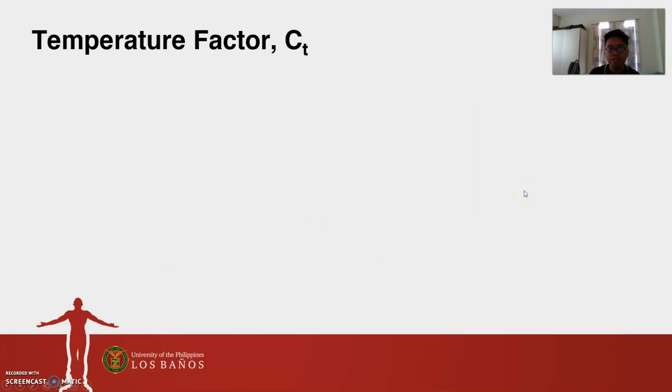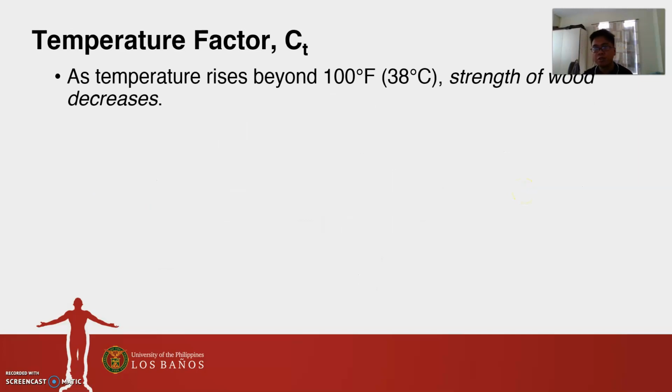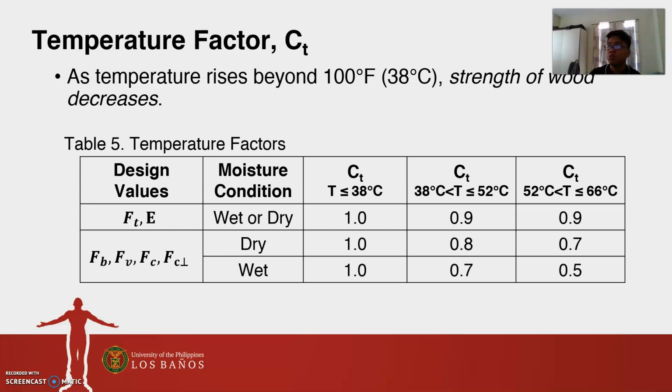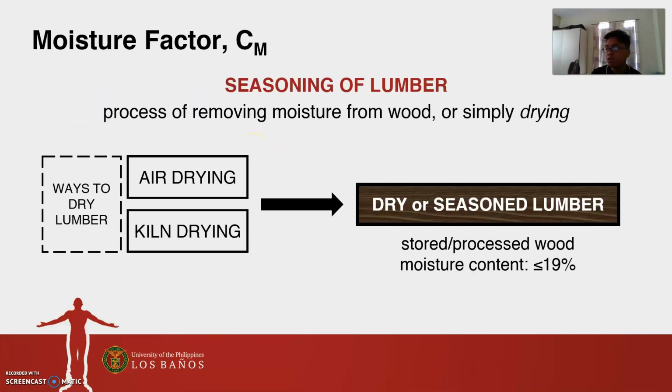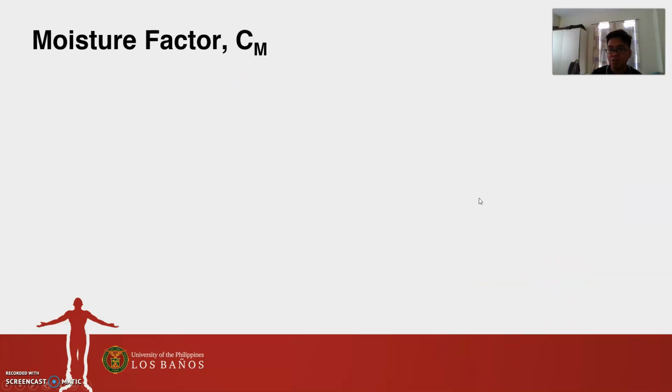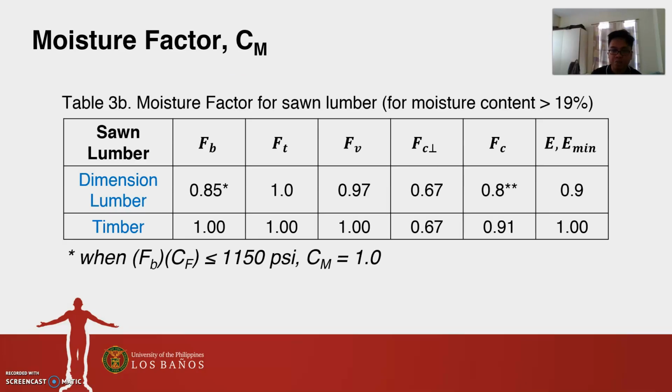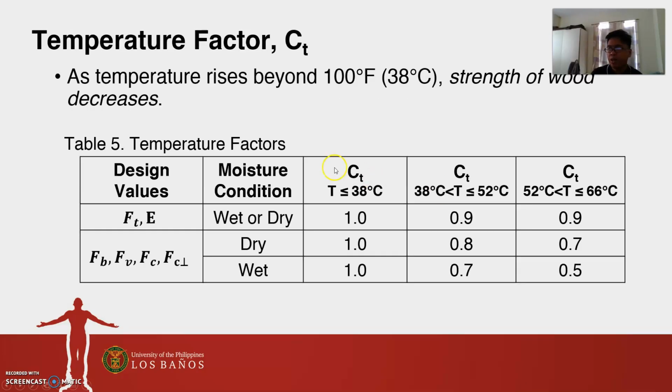Okay. Next, temperature factor. As temperature rises beyond 38 degrees Celsius, the strength of wood decreases. But it depends on the moisture condition, wet or dry. That would be based on the moisture content. If it is less than or equal to 19%, then that is dry, otherwise wet. So depending on the moisture condition and then the temperature, we have our temperature factor.